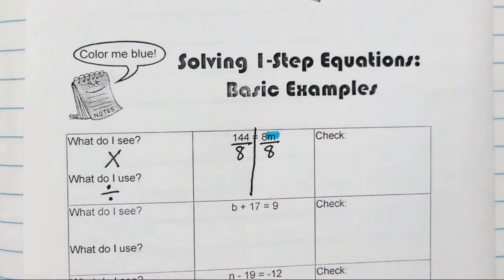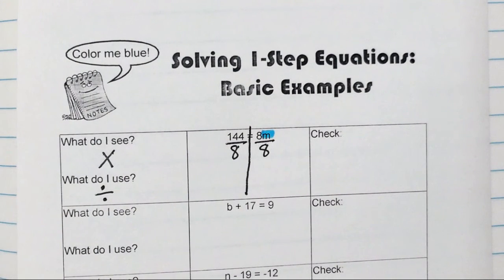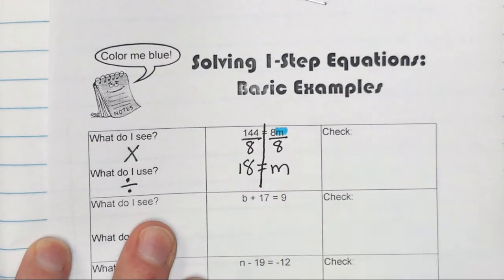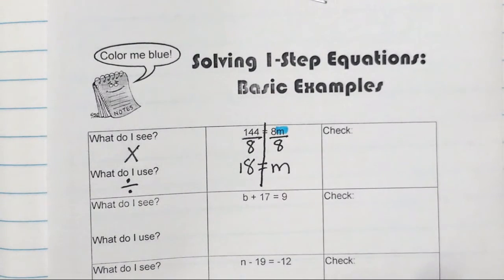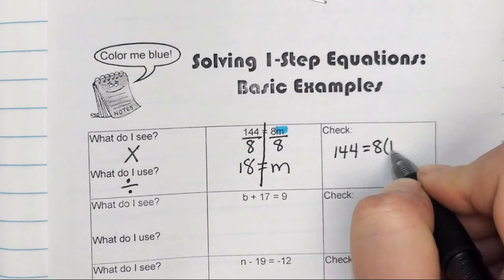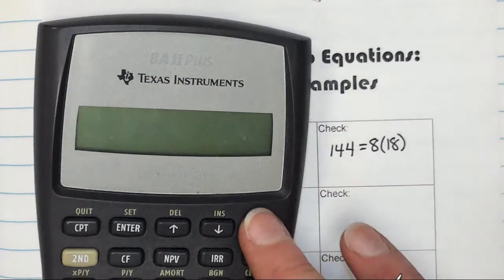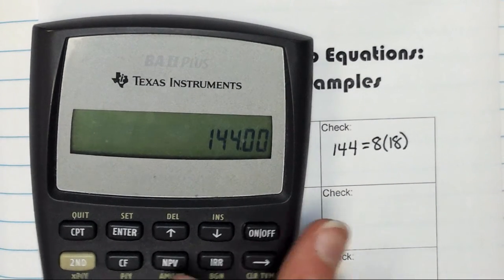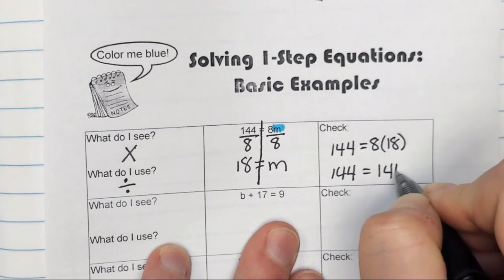And then you can use a calculator to help you if you need to. 144 divided by 8 gives me 18. So I have 18 on this side, and I have m on this side. To check, I'm going to plug the 18 back in for m. So I have 144 is equal to 8 times 18. And then I'm going to actually use my calculator to help me check that. So I'm going to do 8 times 18, and I get 144. So I end up with 144 on both sides of the equals, and it checks out.